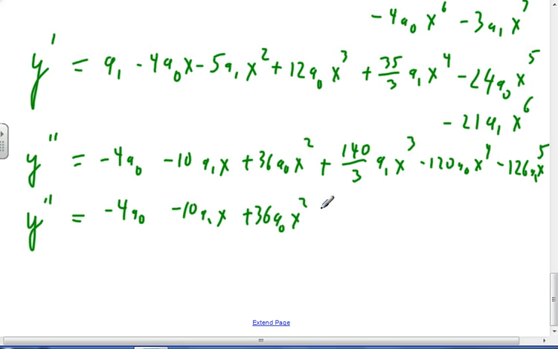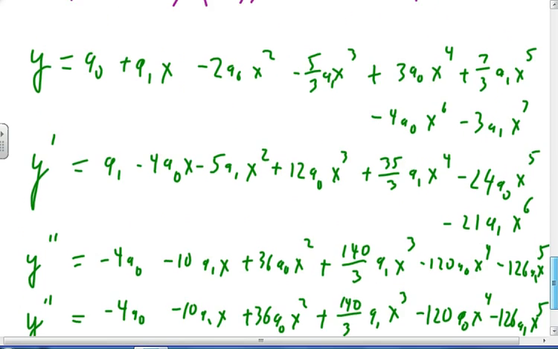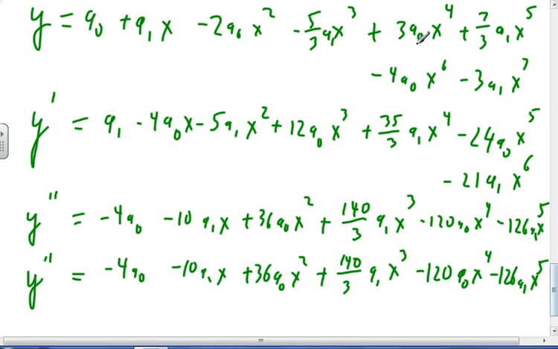36A0x squared. Now, what would be extremely useful is for the front row to look in the back of the book and tell me that I have it right, so I don't have to do this. That might be a useful thing to do. 126 A1x to the fifth. Or to tell me that I'm so hosed and pathetic that there's no way.